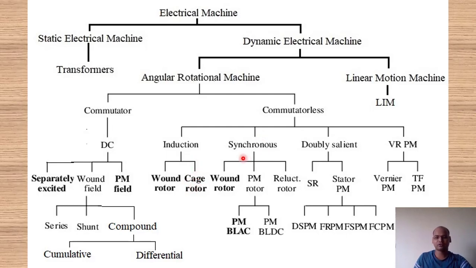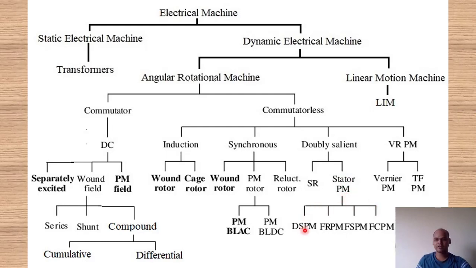And synchronous motor is further classified in three parts: wound rotor, permanent magnet rotor, and reluctance rotor. Permanent magnet rotor is further classified in two parts: permanent magnet brushless AC and permanent magnet brushless DC. Doubly salient machine is further classified in two parts: switched reluctance motor and stator permanent magnet motor. Stator permanent magnet motor is again classified in four categories.